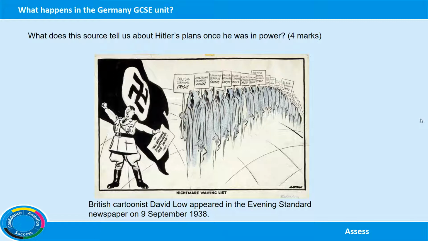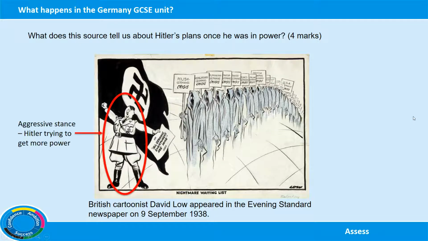This source is by British cartoonist David Low and appeared in the Evening Standard newspaper on the 9th of September 1938. Now, David Low did a lot of political cartoons, particularly around this time, and they are quite often featured in some of our history lessons and even in the exam.